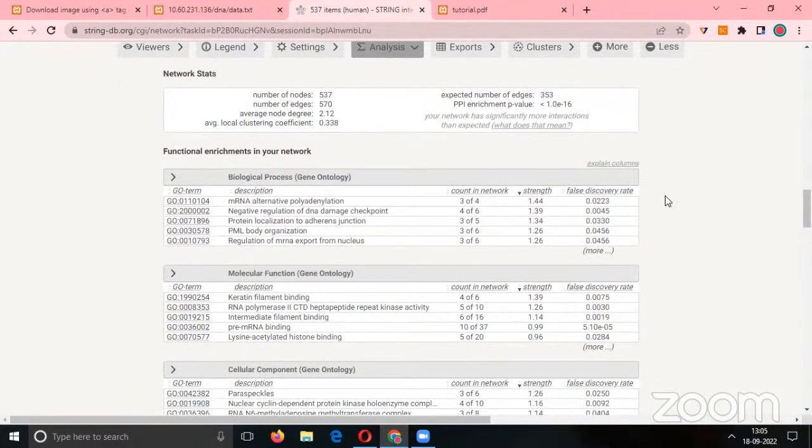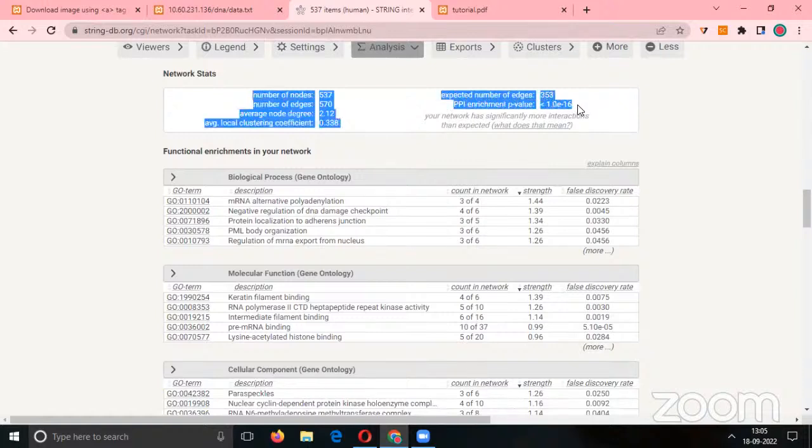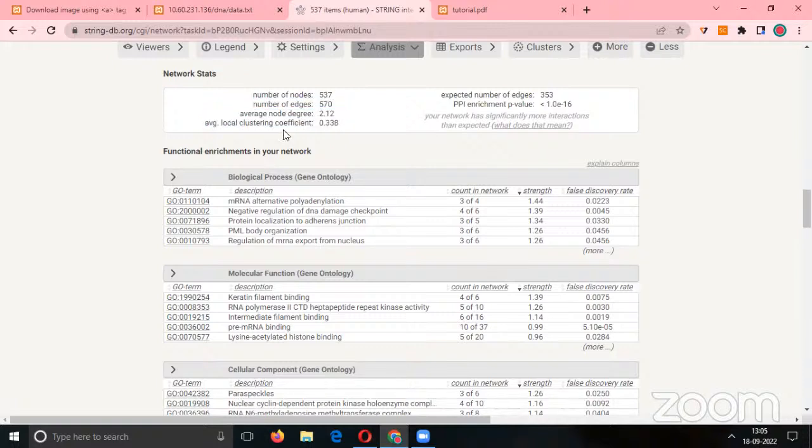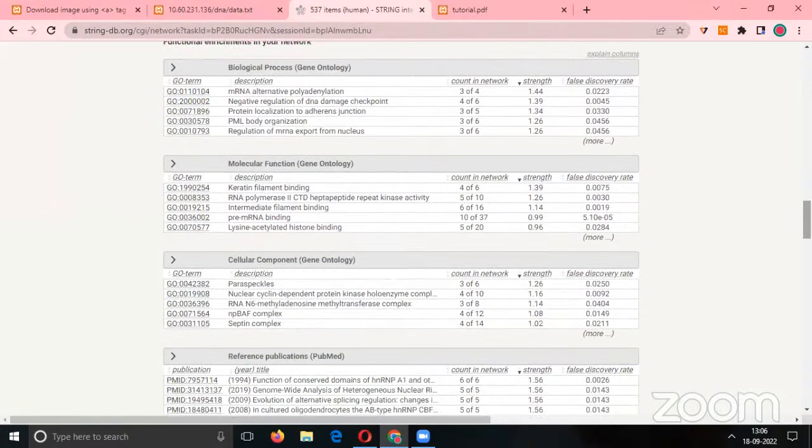Click that. After you change every network style, did you look at the network stats? You can see this would be changing. The number of nodes is 537, number of edges, average node degree, clustering coefficient. Clustering coefficient says how far a single node can form a cluster. So the average clustering coefficient is what you see here. Below that you see the enrichment process. I mean, in what pathways and in what biological processes our set of proteins is appearing. That is called functional enrichment.